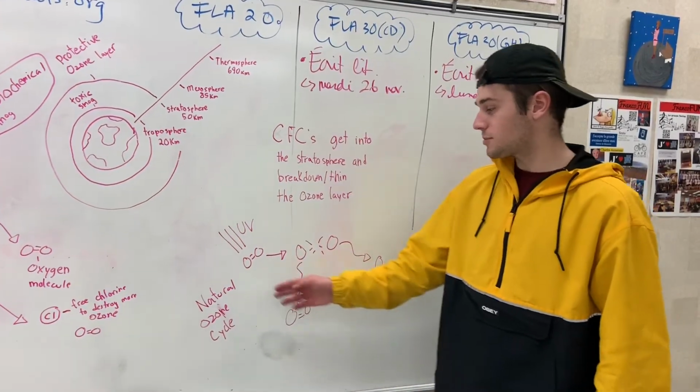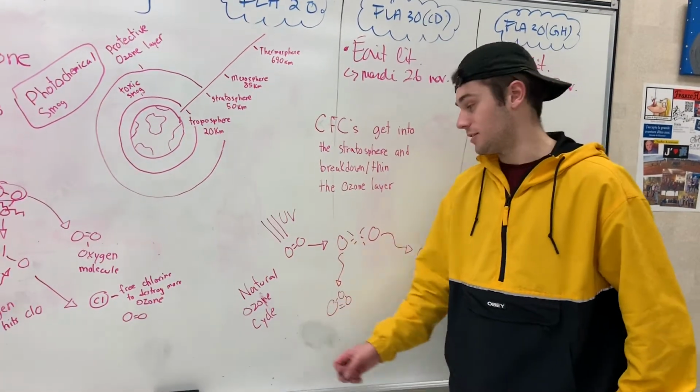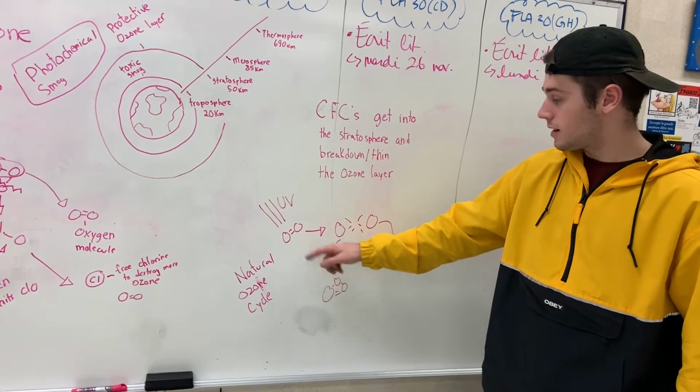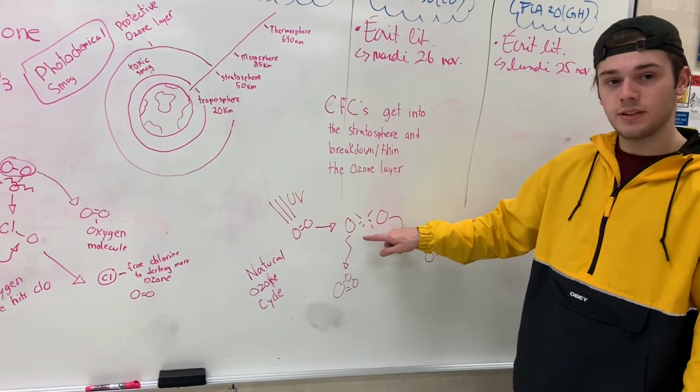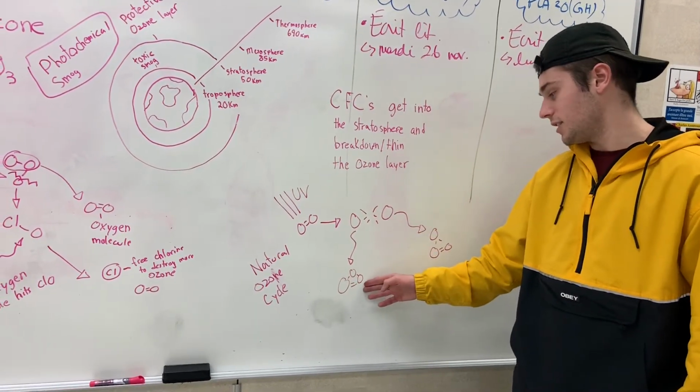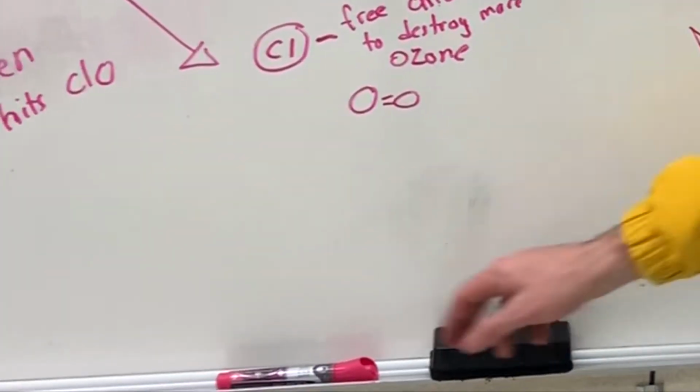Okay. So first we understand the natural ozone cycle. So when UV rays hit two oxygen molecules connected, it will detach them, and the detached molecules will find two already attached molecules, as seen here, to create O3, which is ozone.